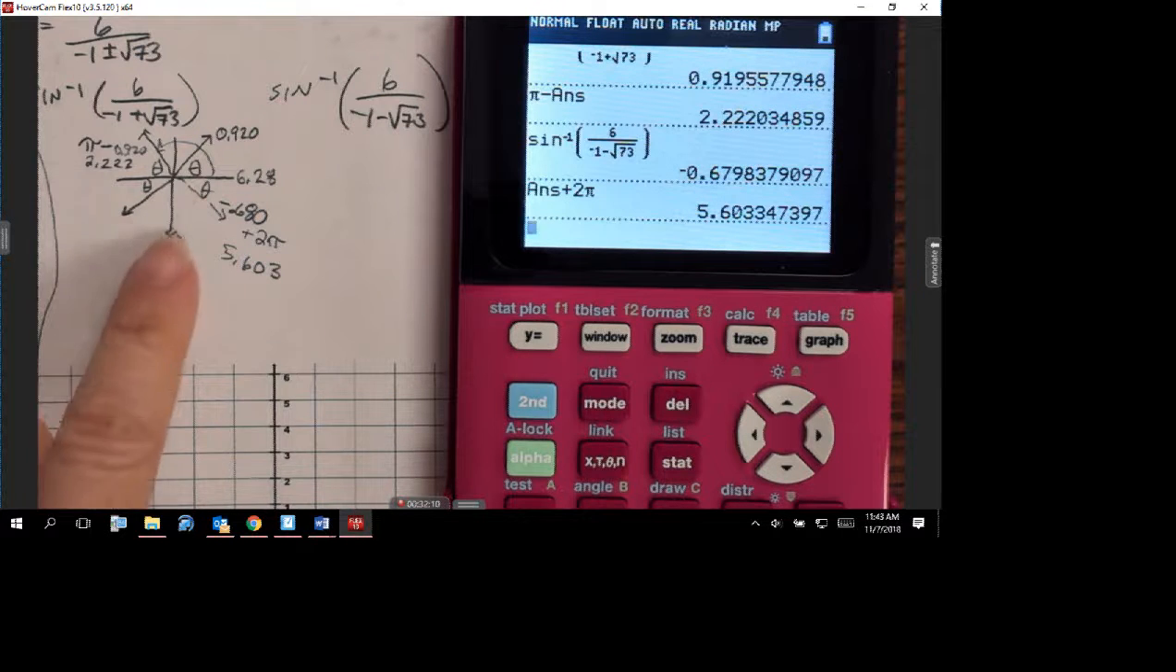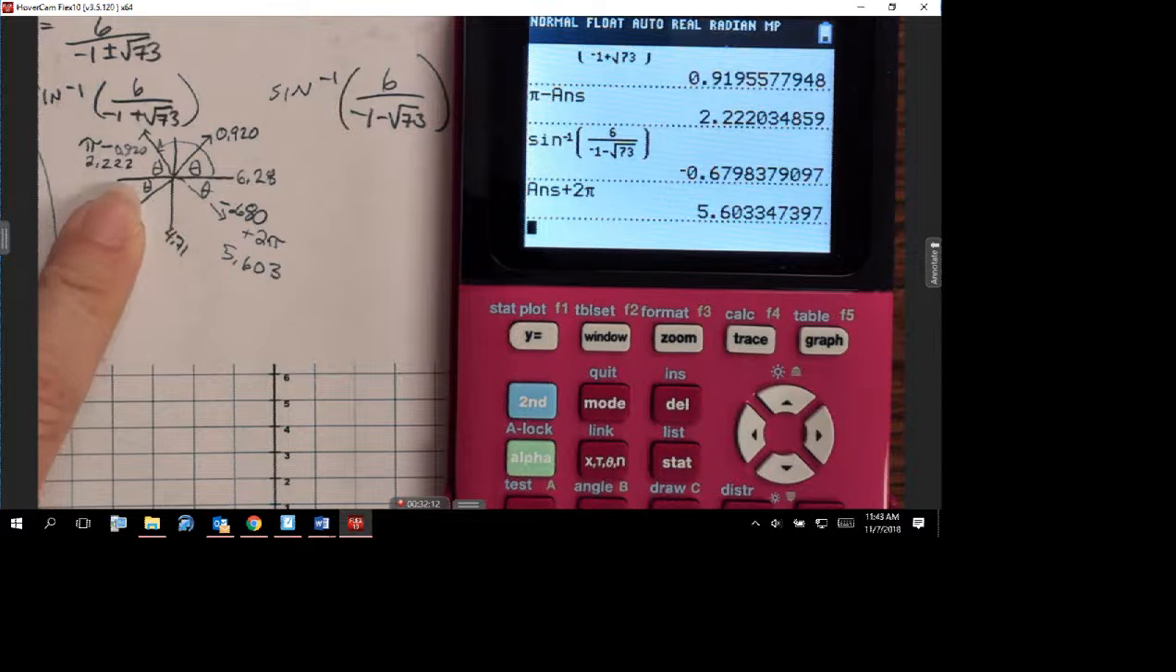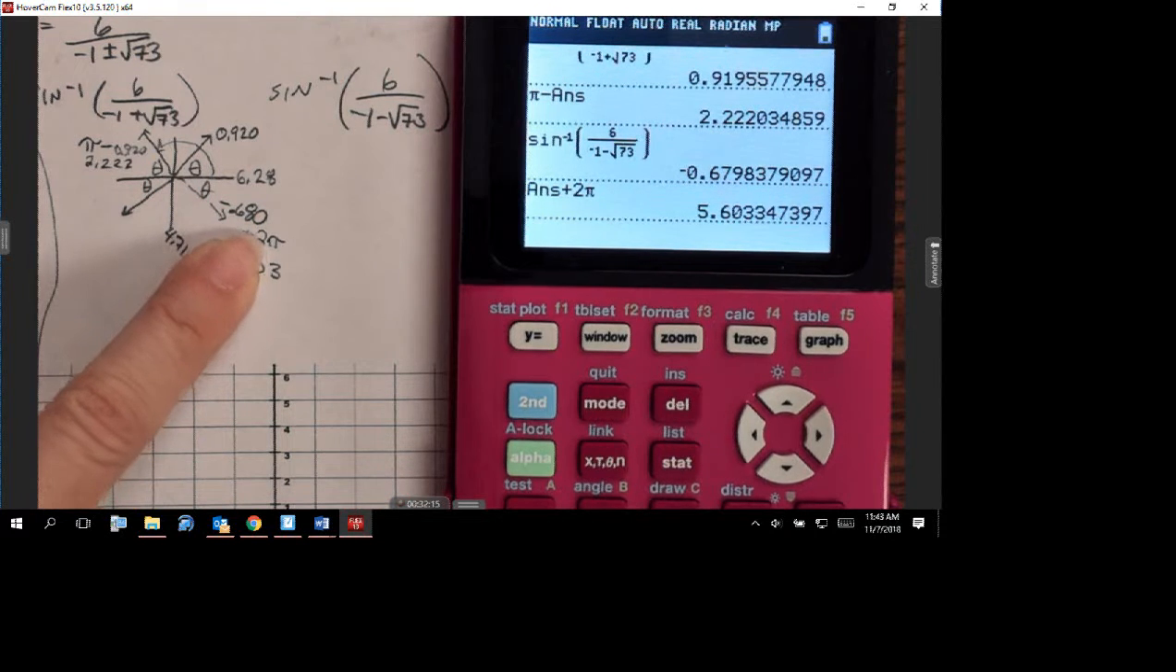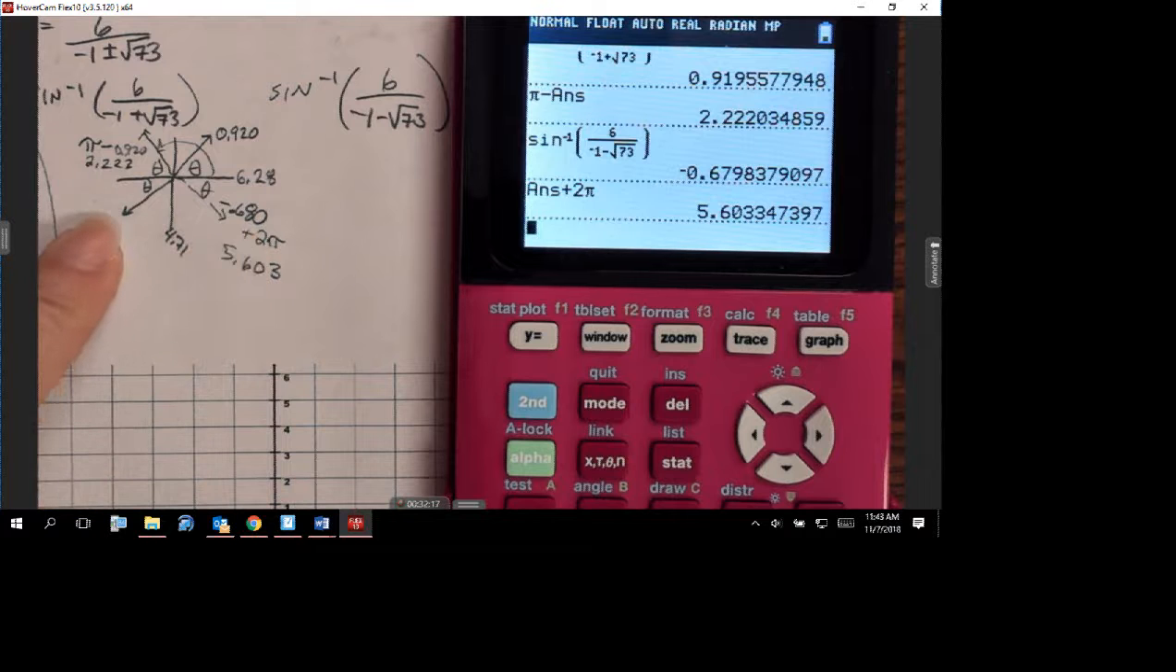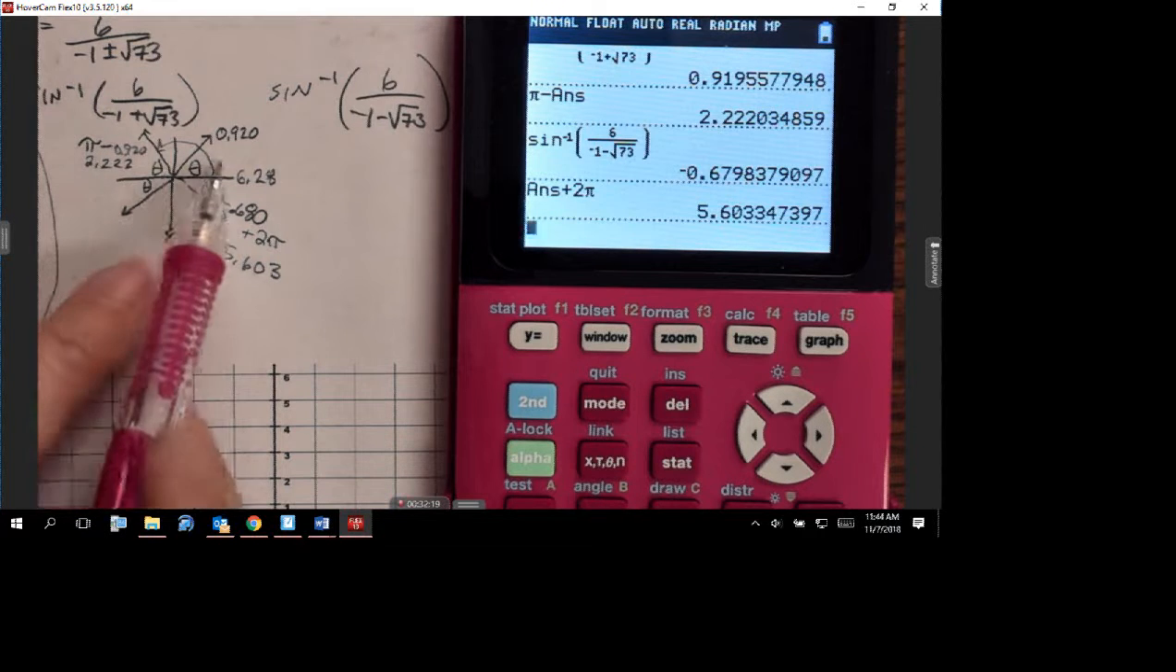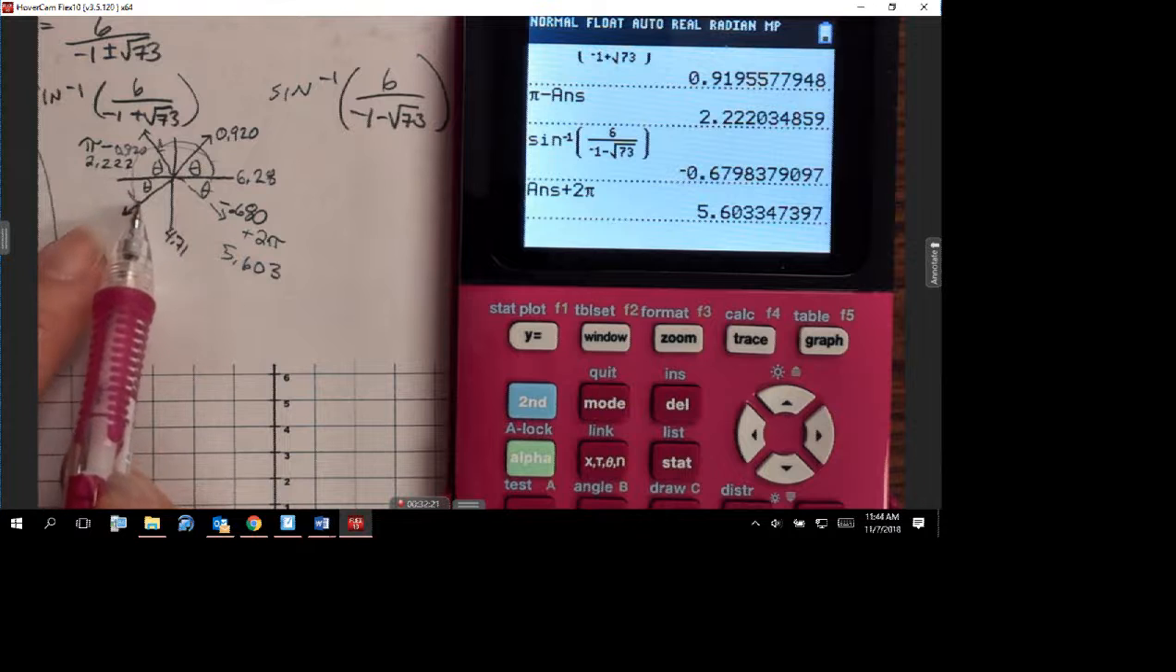Now I need to find the other one. I know the reference angle is the positive 0.680. So how do we start at 0 and go around to there?